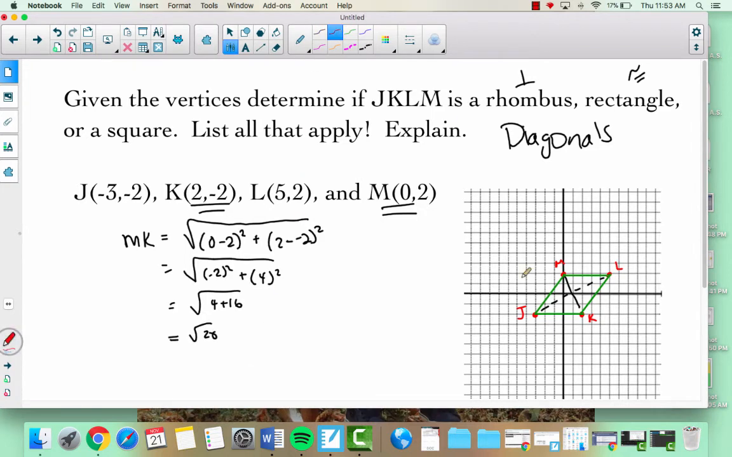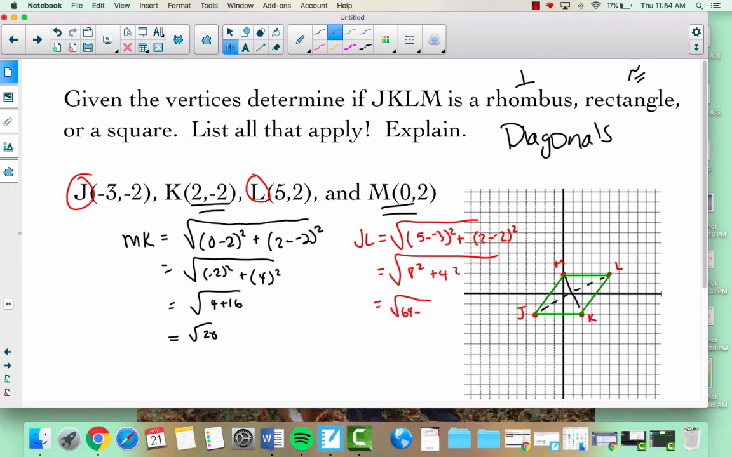Okay? Then we could do the same thing from J to L. So J and L would be these 2 points. So do the distance formula. So we'd get (5 minus negative 3) squared plus (2 minus negative 2) squared. This is going to get us 8 squared plus 4 squared. So obviously we're not going to get the same thing. We get 64 plus 16. Add those together, you get the square root of 80.